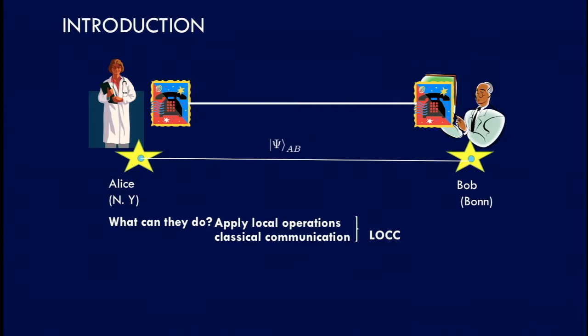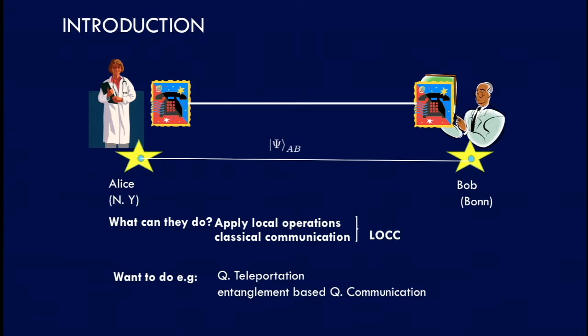Now, of course, what they want to do is something fancy. They want to do something like teleportation or entanglement-based quantum communication. And if they want to do that, they need that this state here is entangled. Okay, so this means that entanglement is actually a resource to overcome this limitation that we have due to the physical setup that Alice and Bob are actually spatially separated from each other.